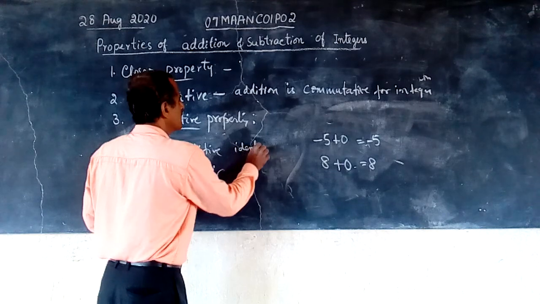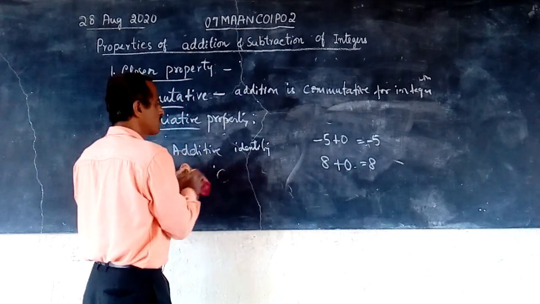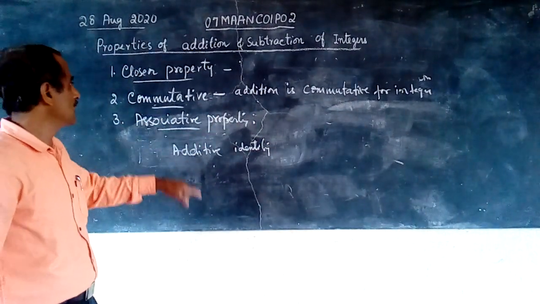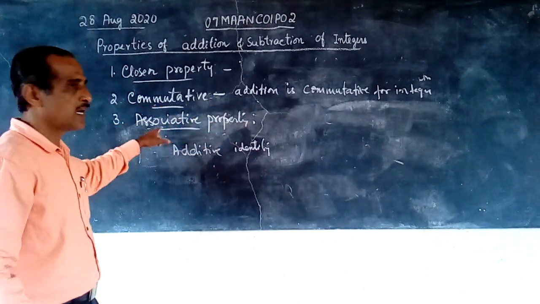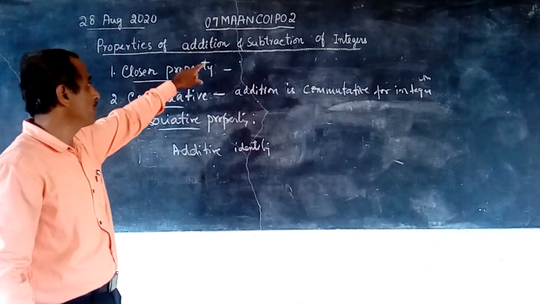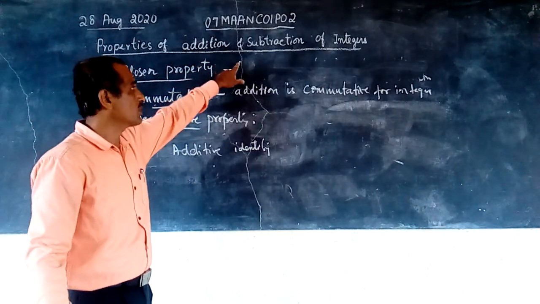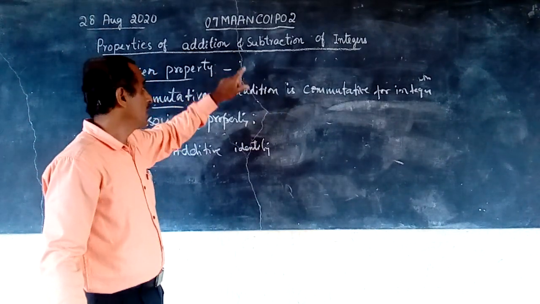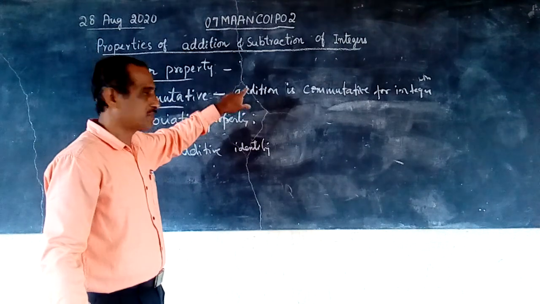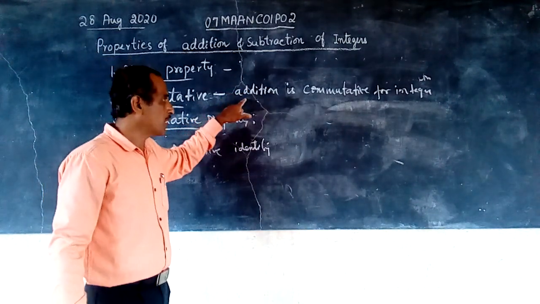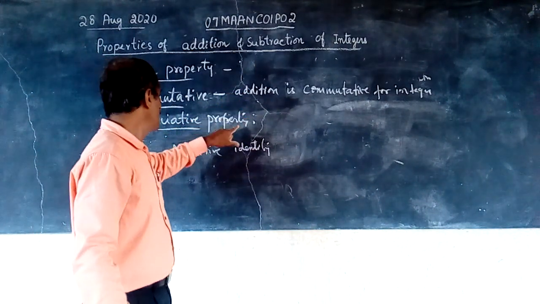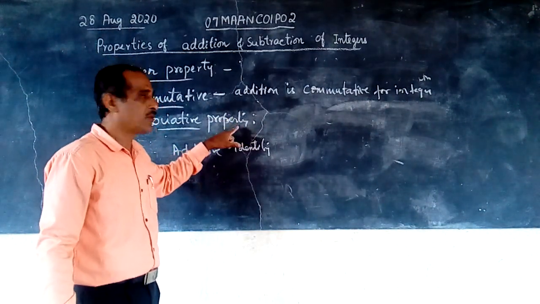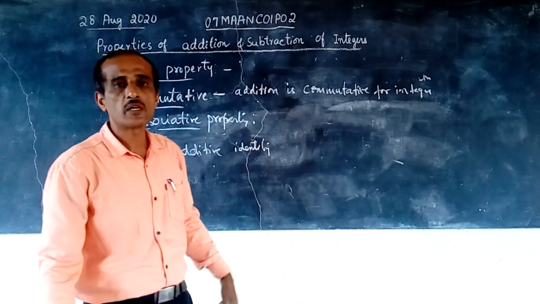Okay. Now, in this video we have seen the closure property of integers, then the commutative property of integers, and the associative property of integers. So remember, integers are closed under addition, integers are closed under subtraction, and addition is commutative for integers. Addition is associative for integers. So this is what you have studied.